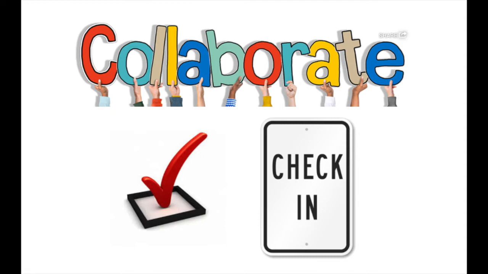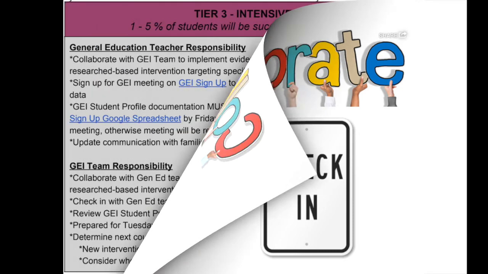At the conclusion of a GEI meeting, the actions moving forward will be summarized, and a GEI meeting will be scheduled 4 to 6 weeks out to gather as a team and collaborate on progress. The general education teacher should never feel as if they are in this alone. The GEI team is always accessible through email, phone calls, or face-to-face.